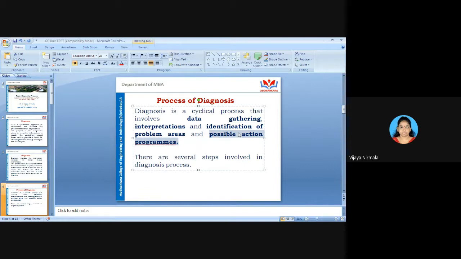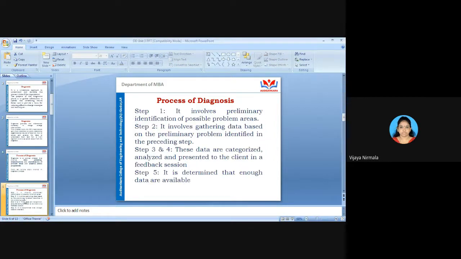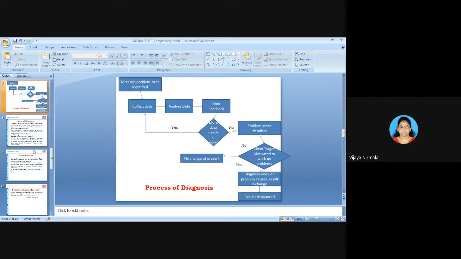So in this we have several steps. You generally define these things in certain steps. There are several steps involved in the diagnosis process, right? Now let us see what the steps are. We have 9 steps. You can see this diagram. It will be easily understandable to you.